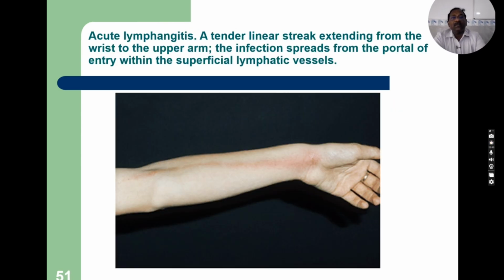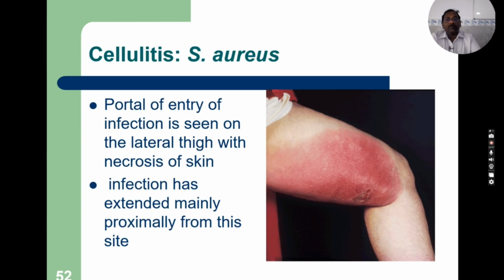See the linear streak extending from the wrist to the upper arm. So this is acute lymphangitis. The infection spreads from the portal of entry within the superficial lymphatic vessels. Portal of entry of the infection is seen on the lateral thigh with necrosis of the skin. Infection is extended mainly proximal from this site.